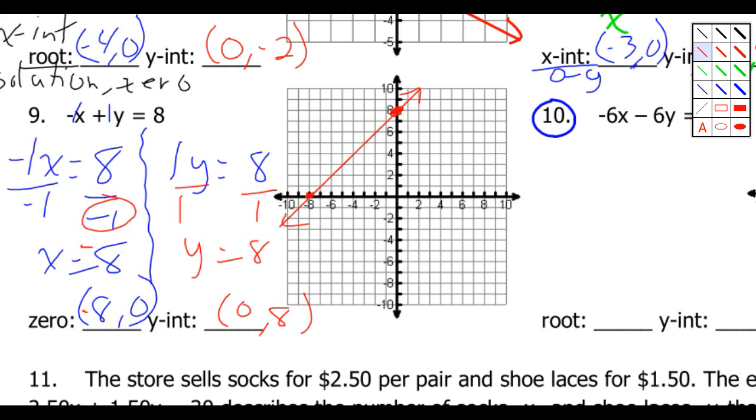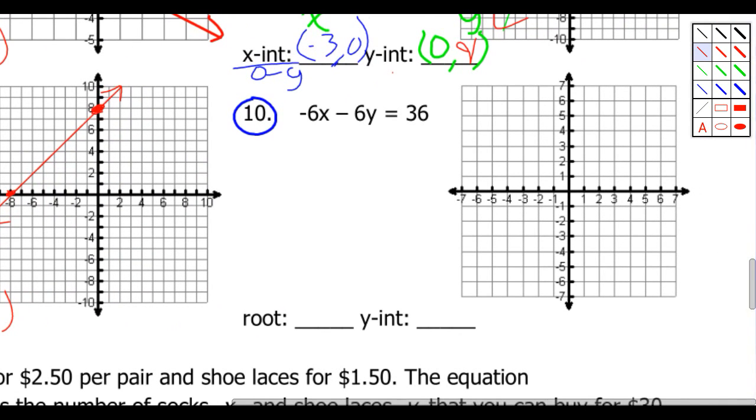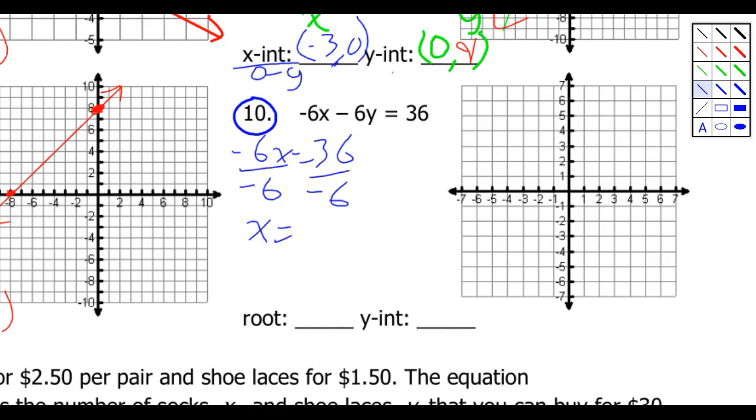Okay, try number 10. Do that one on your own. Go. Okay, now that you've tried that one, I'll fly through this one. Negative 6x equals 36. Divide by negative 6. Now, I'll be honest, the more of these you do, the more they just kind of all blend together, and they go really fast. Negative 6y equals 36, so y equals negative 6.